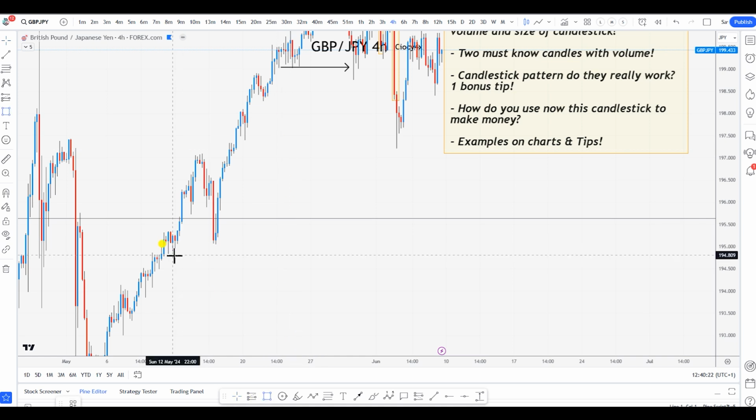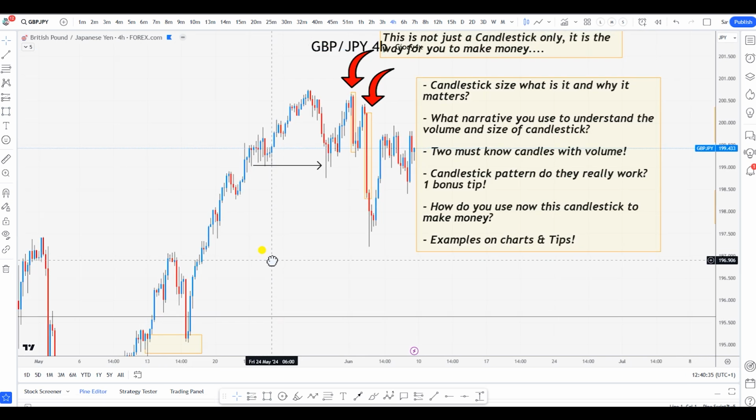For example, look at this one. Price tapped into this demand zone, then you can see there is a small body and suddenly it's pushing to the upside. This candle over here on the 4-hour is something that you and I will never be able to do. That means something is going on over here. So you can jump on the chart.